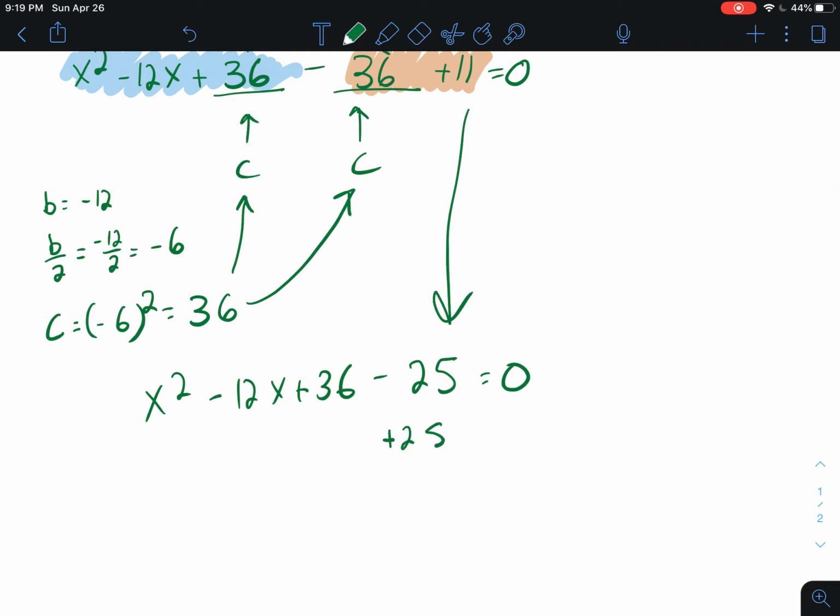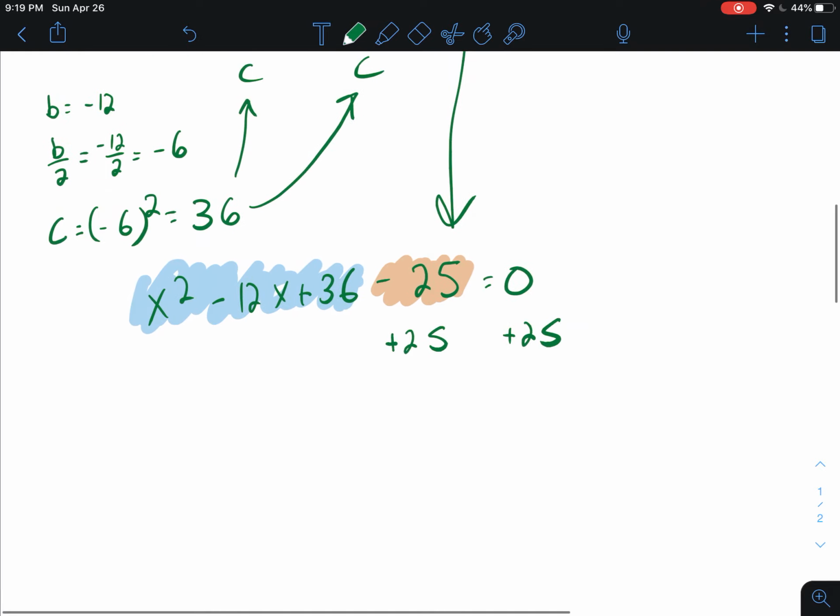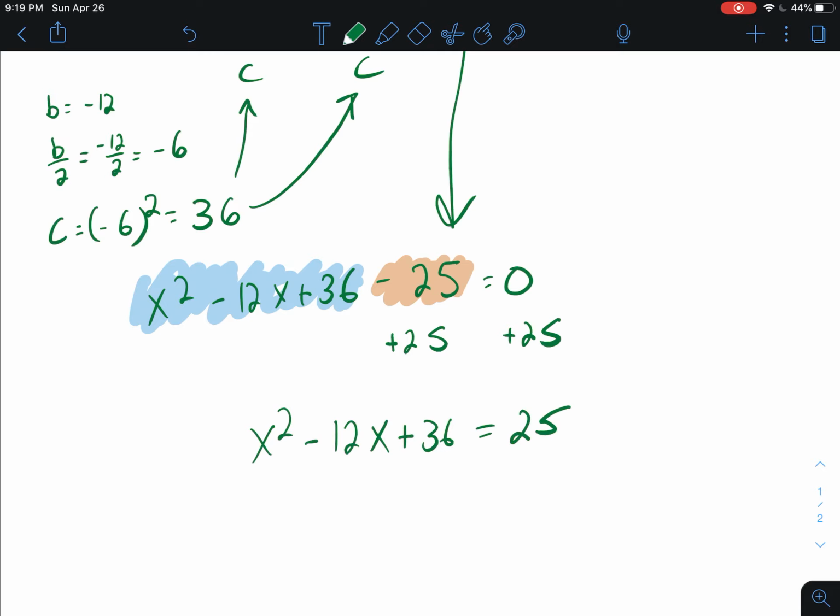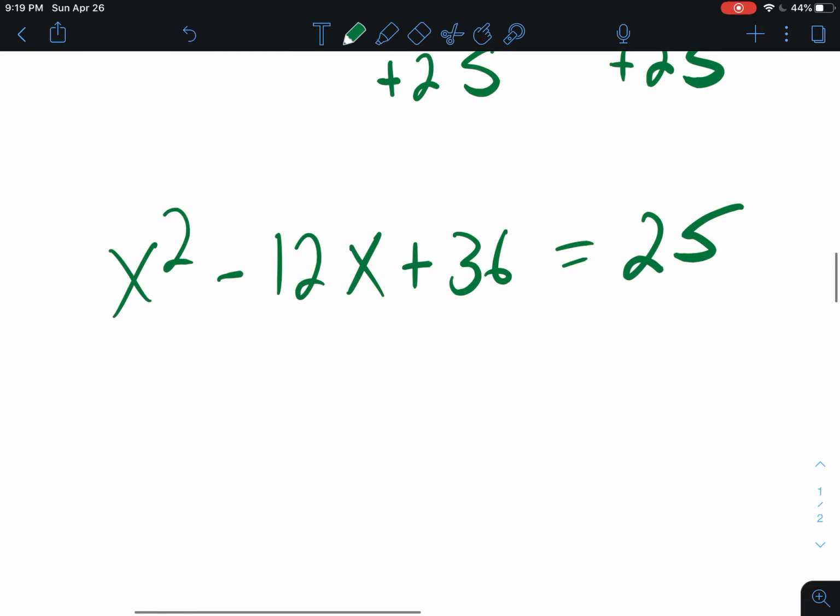So we add the 25 to the other side. This is our number part, remember? This is the quadratic part. So if we add 25 to the other side, we now have x squared minus 12x plus 36 is equal to 25. What we're going to do with this right here, guys, is factor it.